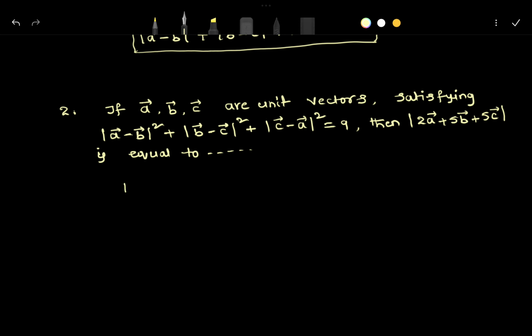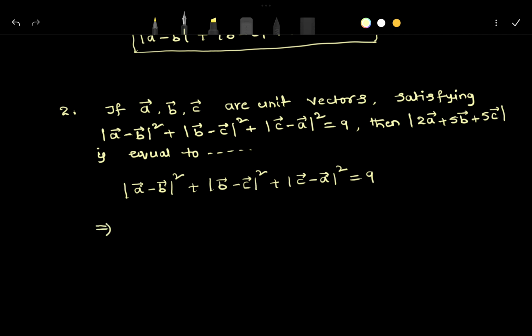modulus of a bar minus b bar whole square plus modulus of b bar minus c bar whole square plus modulus of c bar minus a bar whole square. Now in this problem also a, b, c are the unit vectors. Now in that above question we expanded that left hand side value.